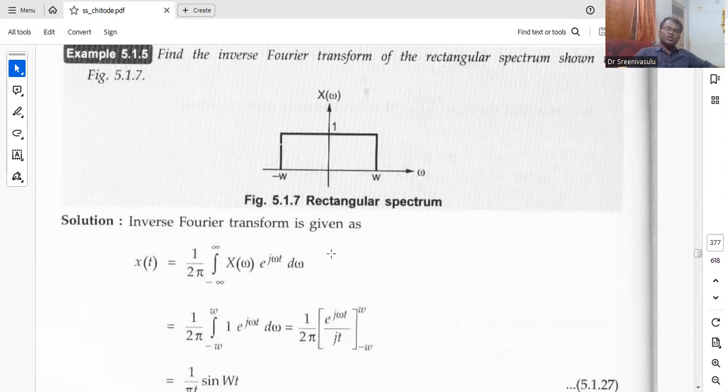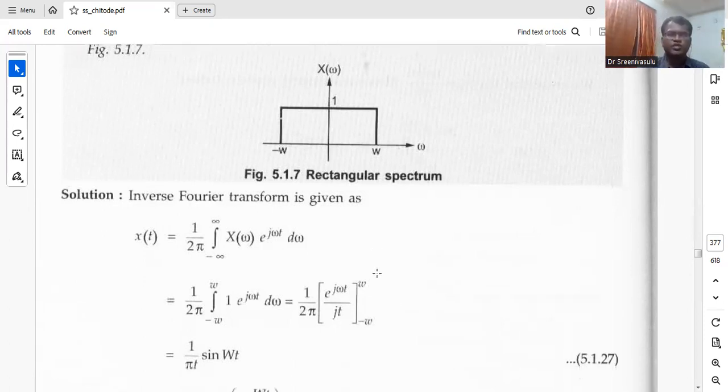Now the given signal is already in the frequency domain, so we need to calculate the corresponding time domain signal. The inverse Fourier transform of X of omega is x of t equals 1 divided by 2 pi, integral from minus infinity to plus infinity of X of omega into e power j omega t d omega. This is the inverse Fourier transform formula.